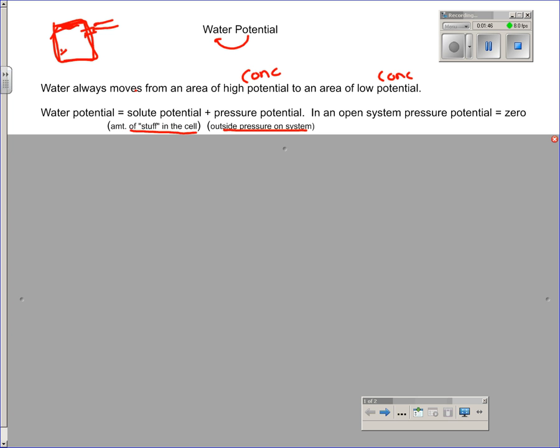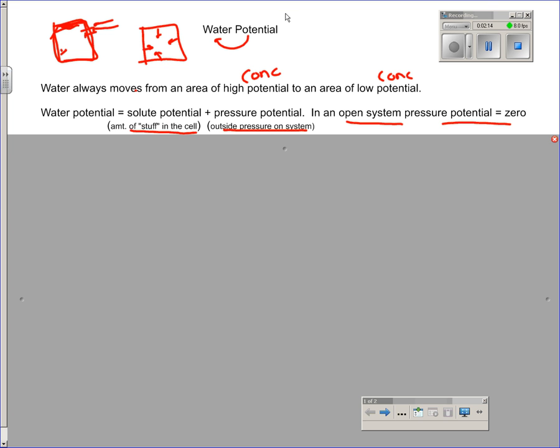Now, in many cases, we're talking about open systems where the pressure potential is zero. So, for example, in a beaker with a cell in it, the pressure potential is zero. However, in a plant cell with a cell wall, there's a pressure potential. There's the pressure of the cell wall pushing in.